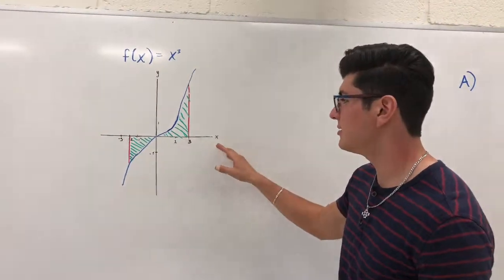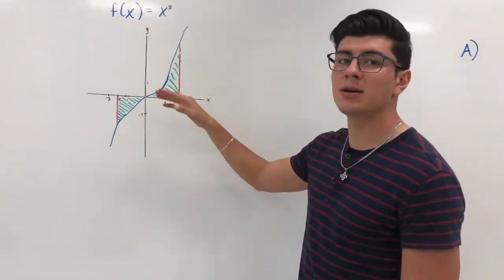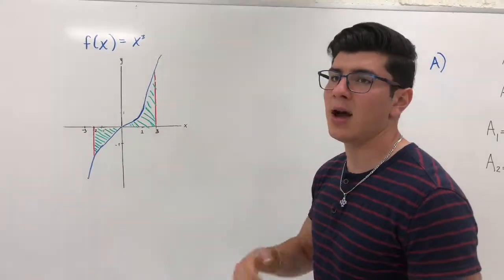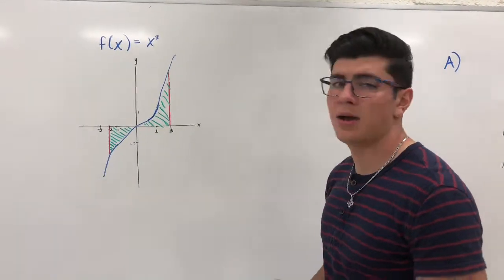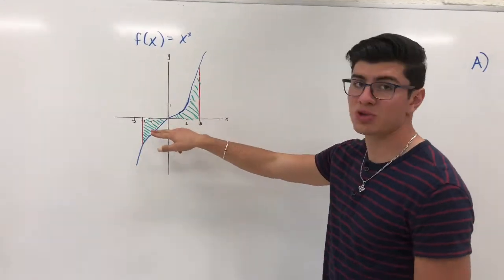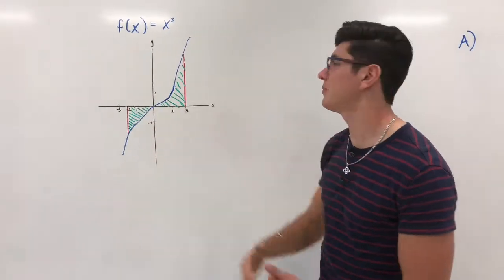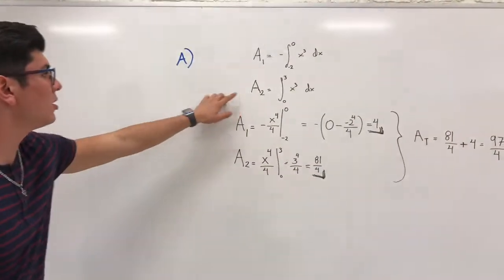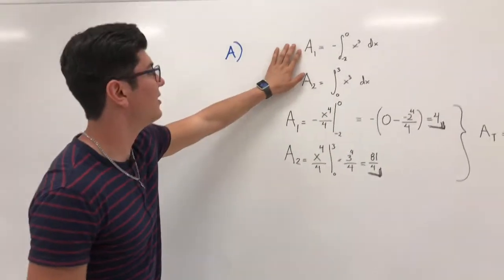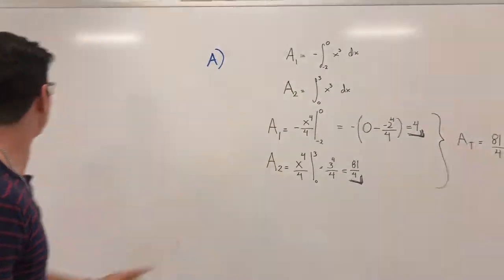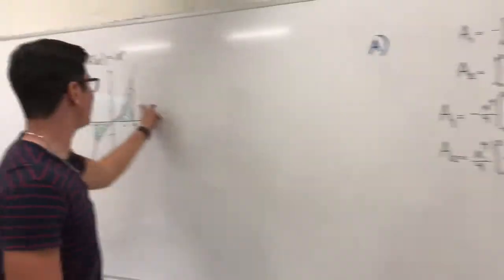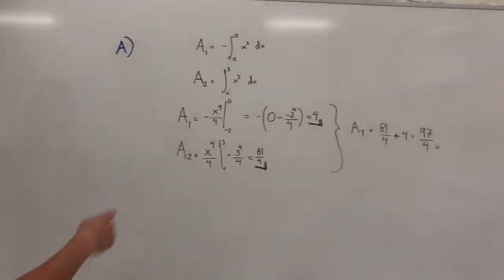But the problem here is that this part of the area is below the x-axis, and this part of the area is above the x-axis. So when we resolve it, we have to subtract this part because it is below. Here, as you can see, this is area 1, which is negative because it is below, and area 2, which is positive because it is above.